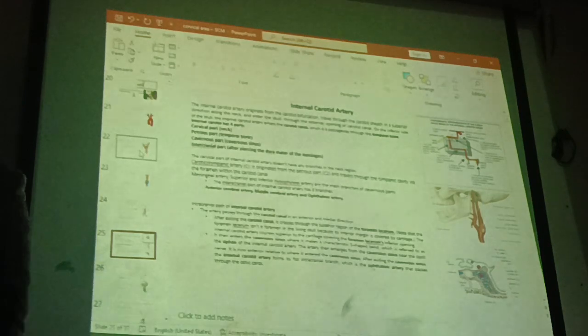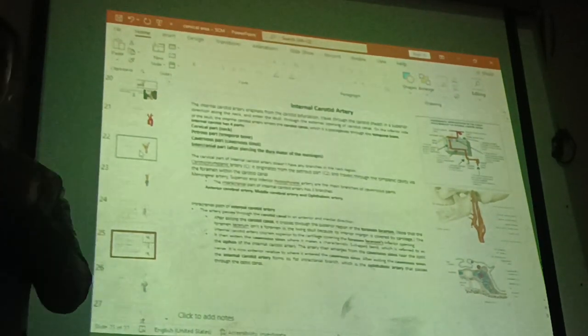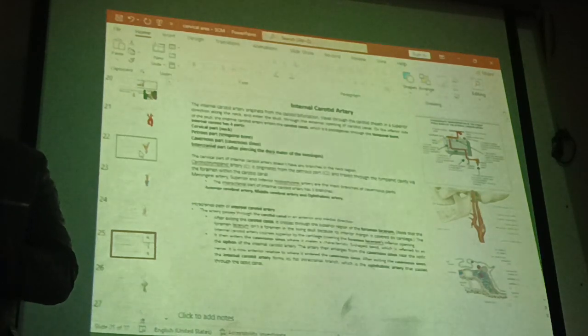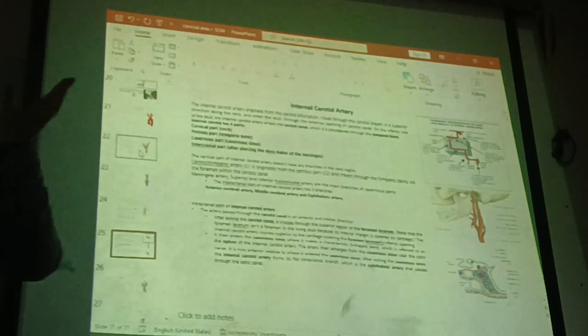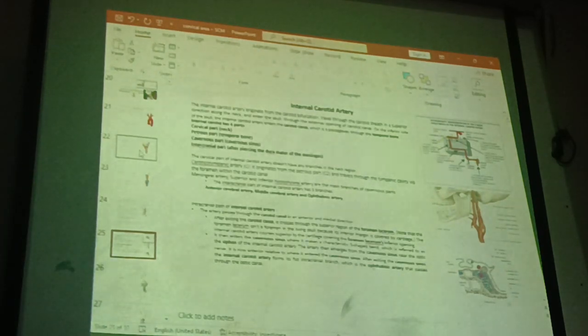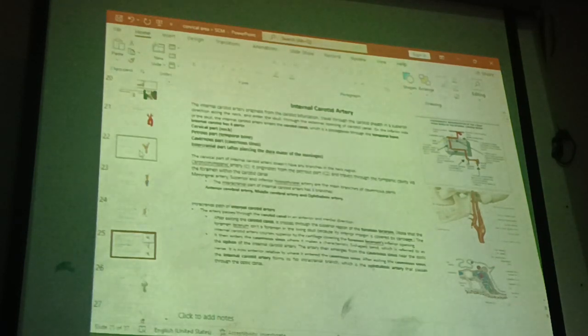When it arrives at the carotid groove, lateral to the sphenoid body, it is covered by a sinus. Which sinus? Cavernous. Yes, the cavernous sinus. When it is located in the cavernous sinus, it has several branches, like the trigeminal branch for the trigeminal ganglion. The trigeminal ganglion is near the cavernous sinus. It also has the hypophyseal branch.